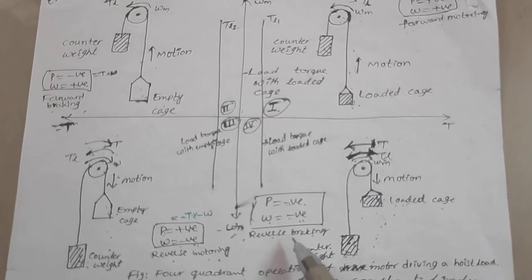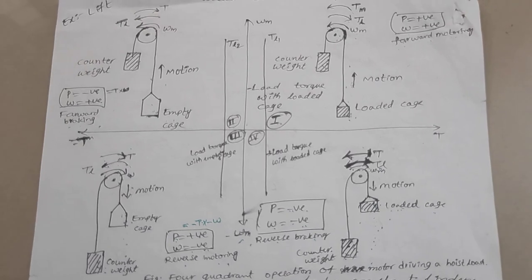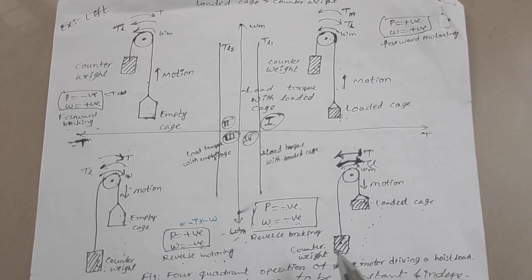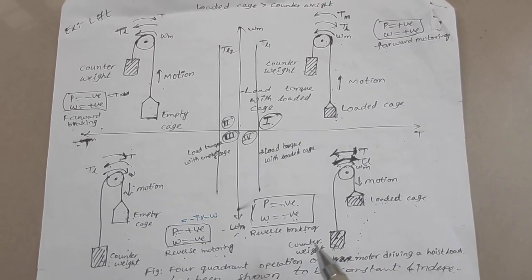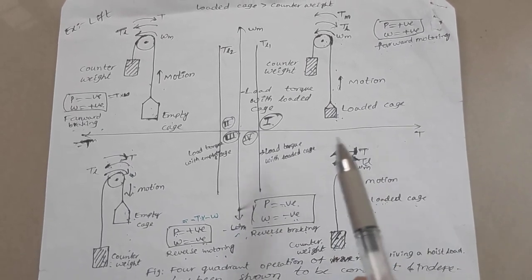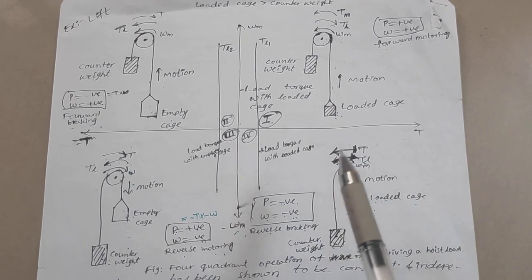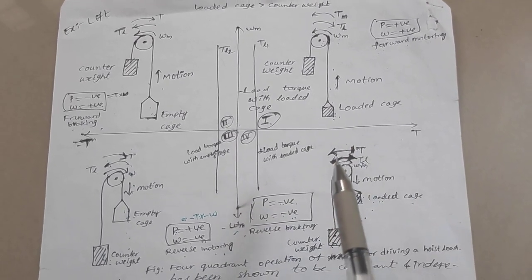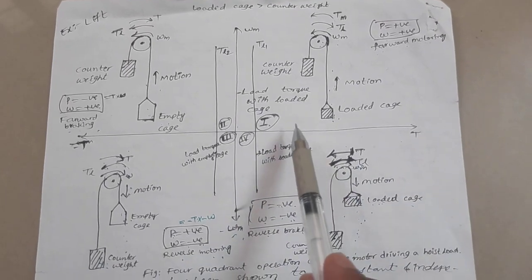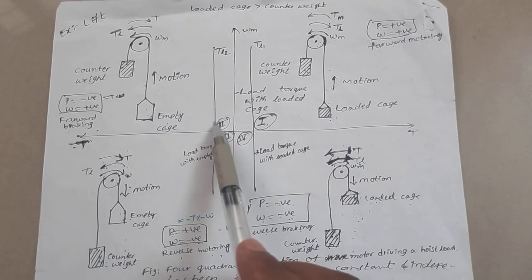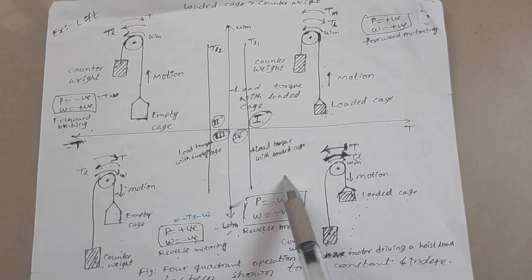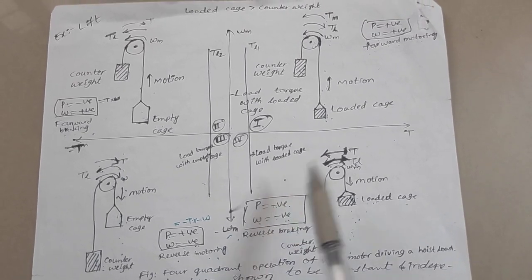In this way we can get the multi-quadrant or 4-quadrant operation by using power electronic devices. This is the best example for the 4-quadrant or multi-quadrant operation. In this multi-quadrant operation, we have taken a lift as an example, and our assumption is that the loaded cage is heavier than the counterweight. By using that assumption, we have seen all types of operations, like forward motoring, forward braking, reverse motoring, and reverse braking operation. Okay, thank you all.